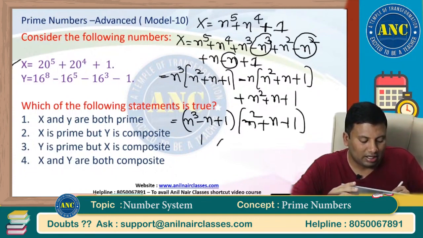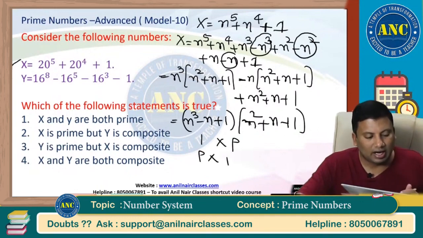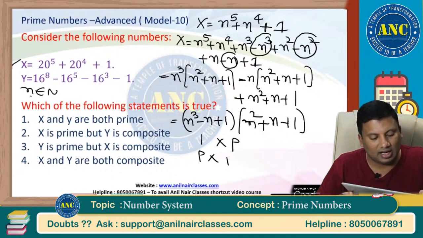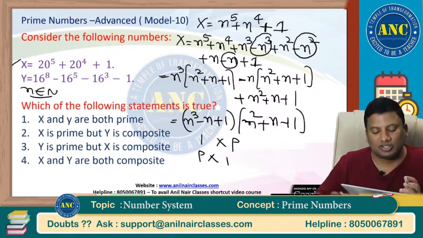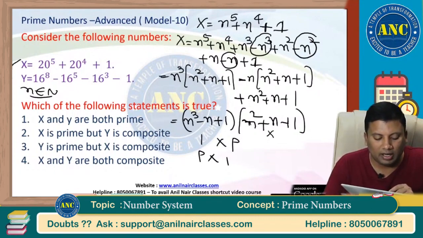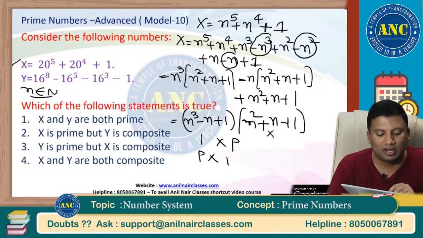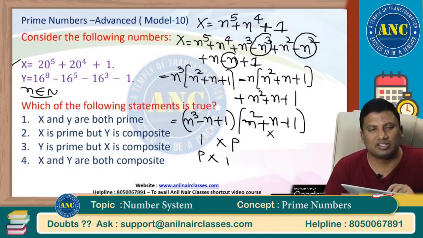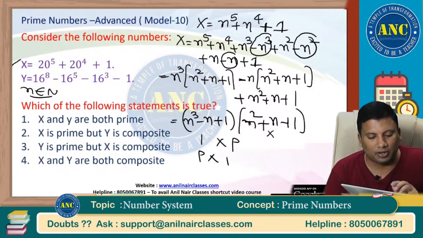Both of them are not giving me the value 1, right? Because n is a natural number. If n is a natural number, 1 plus positive, it will be positive. It cannot be 1. If n cube minus n plus 1 is 1, n into n square minus 1 will be 0. That is also not possible.